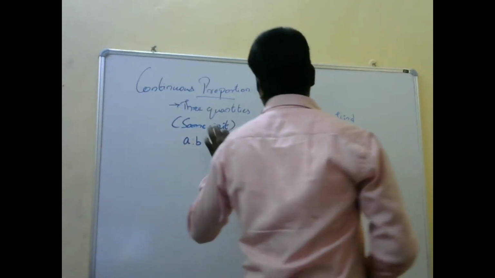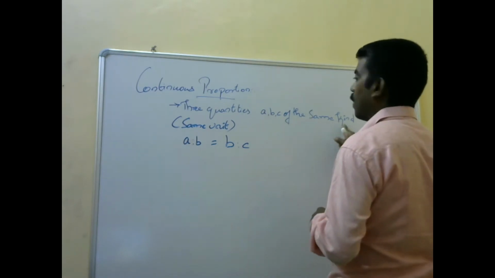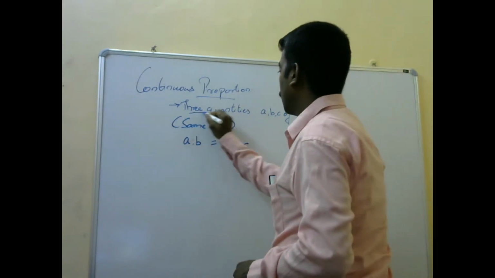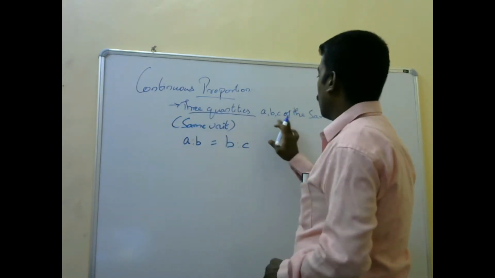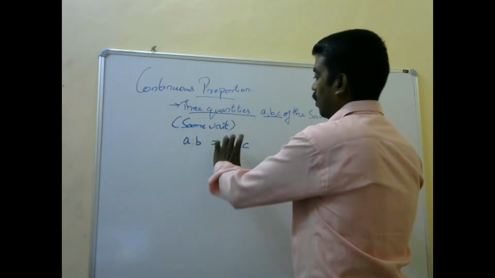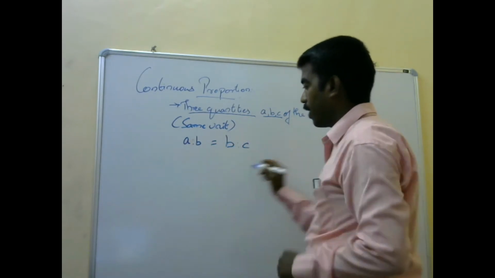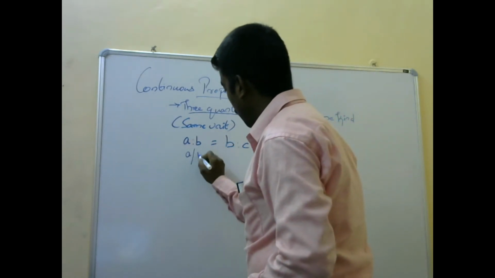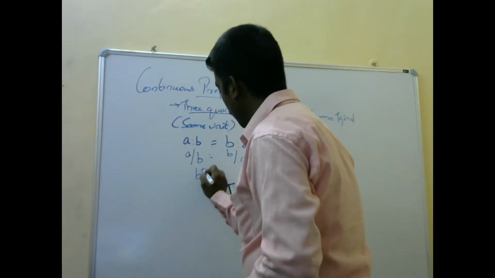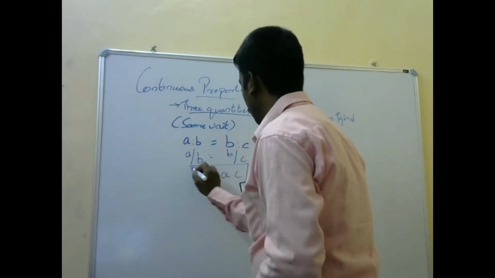Continuous proportion is nothing but three quantities, A, B, C, of the same kind or the same unit. A is to B is equal to B is to C. How can you write it? A by B is equal to B by C. Then B squared is equal to AC. This is the continued ratio.